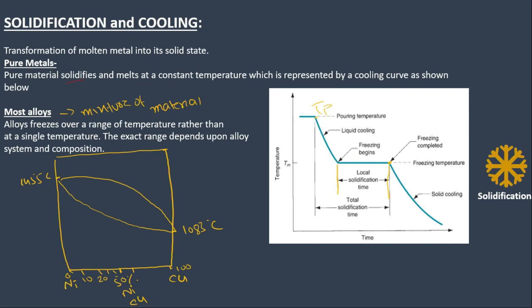So this is how we got two equilibrium lines. The first one is called the solidus, and this one is called the liquidus, because after this there's a complete liquid state, and before this one there's a complete solid state.